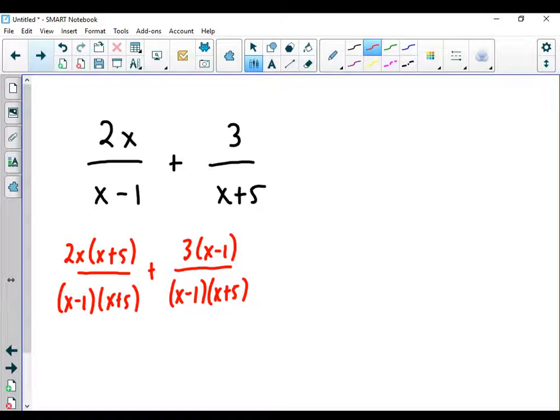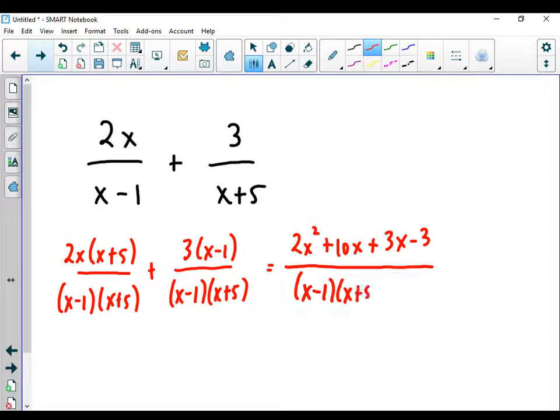All right, now we have these common denominators. So my goal is to get everything together in the top. I'm going to multiply the 2x times the x plus 5, which gives me 2x squared plus 10x. I'm going to add to that the numerator of the second fraction, so once I multiply that out, that's 3x minus 3. And all of that is over x minus 1 times x plus 5.